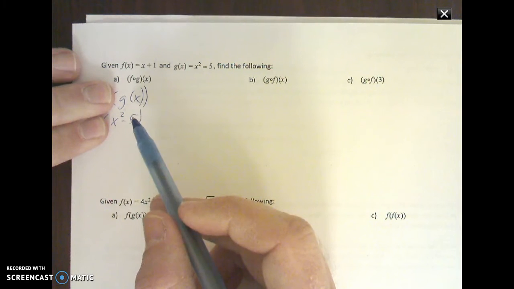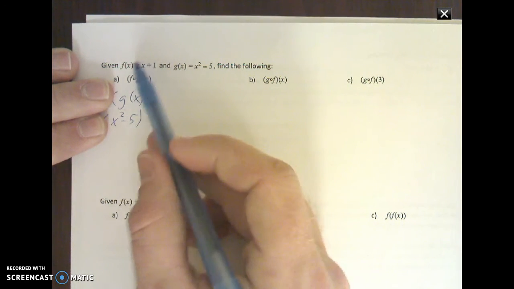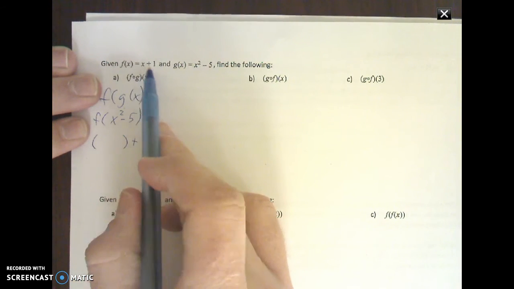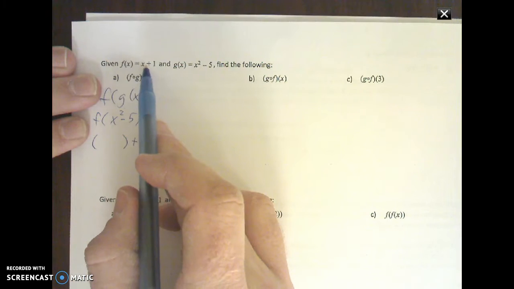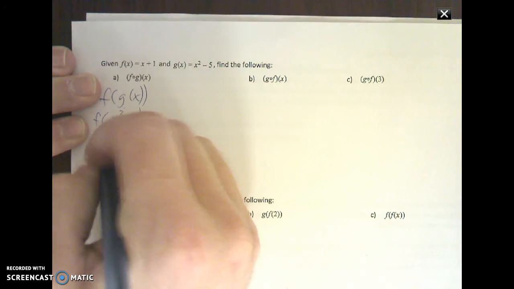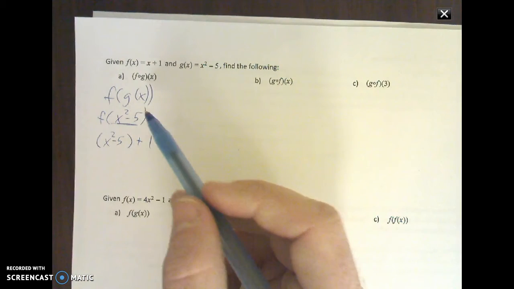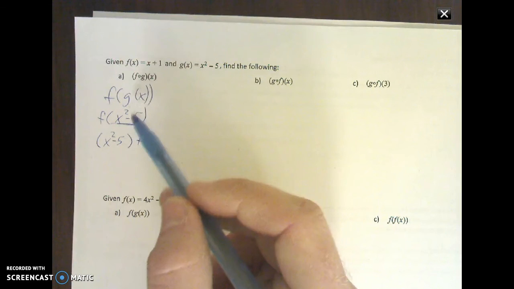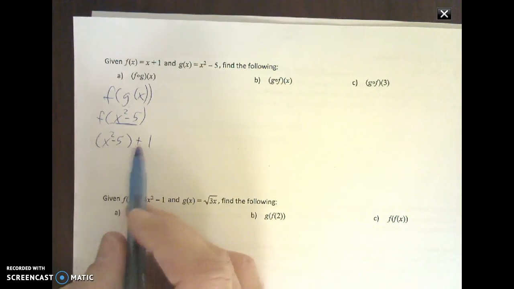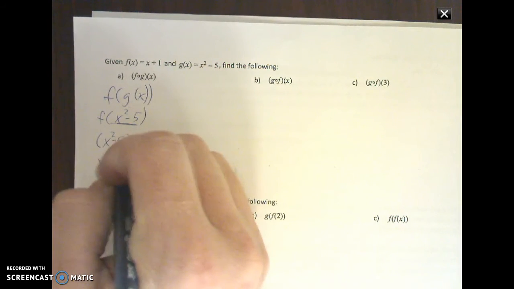We're cool so far. Now look at what f of x is. F of x is something plus 1. X plus 1. I'm replacing the x with whatever the last thing is in this parentheses. That's the hardest part. I'm just replacing the something with whatever's in the parentheses. All I gotta do is clean this up. X squared minus 5 plus 1. Guys, what's -5 plus 1? Minus 4. Done.